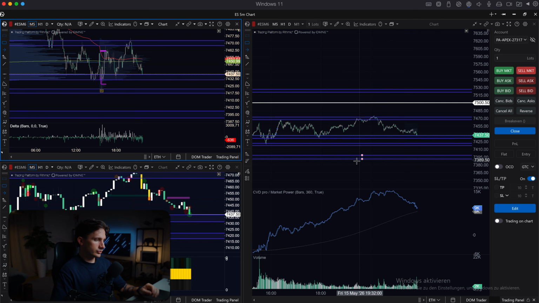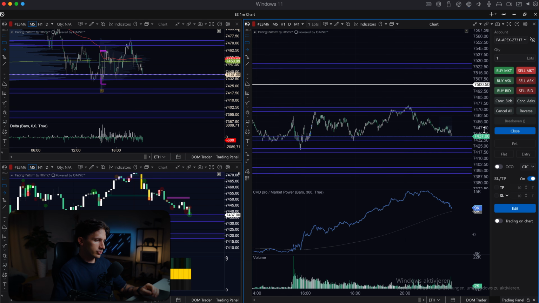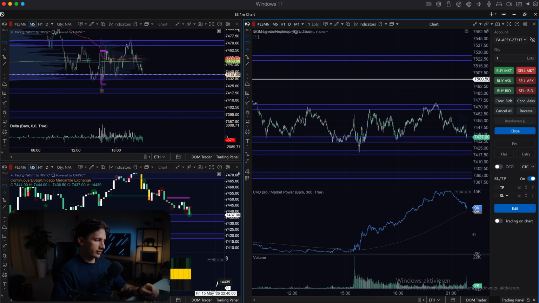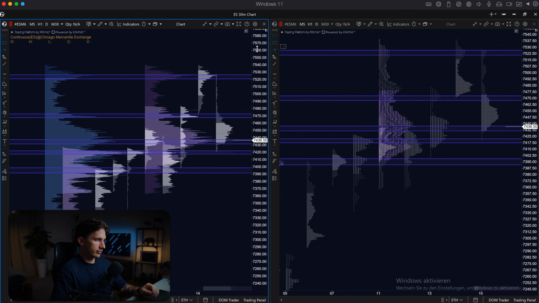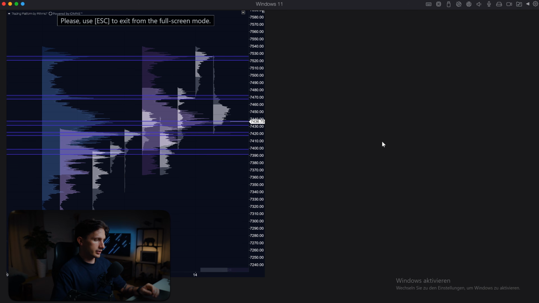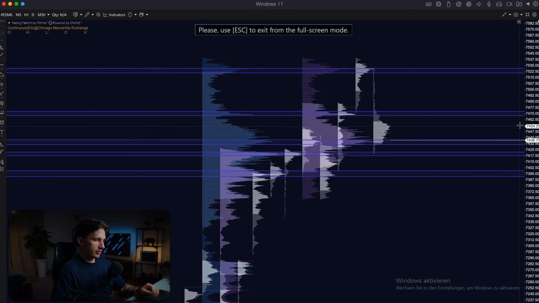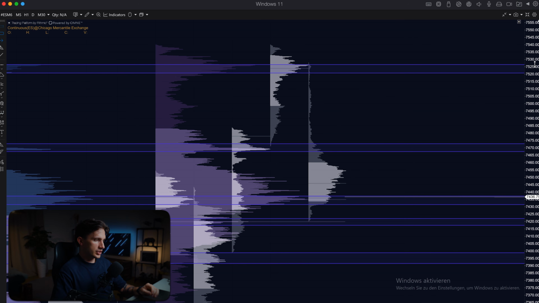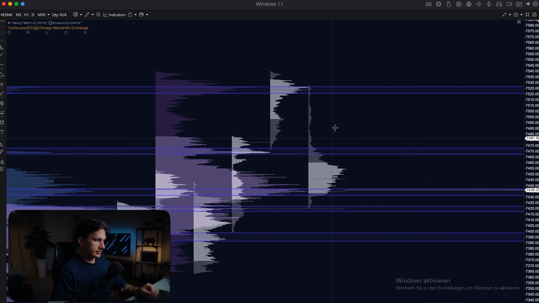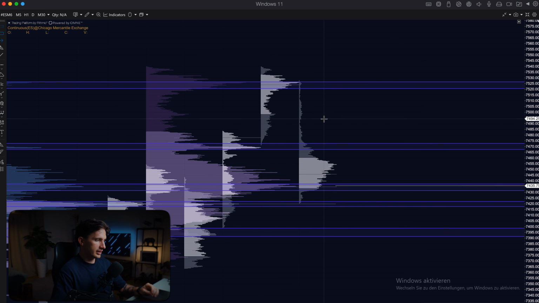Now when it comes to finding good entries, I always start off on the 30-minute time frame volume profile, right? Let's make this a little bit bigger. I always start out here to see where the bigger volume spikes are. Then I mark these volume spikes out, right? I'm also watching the shapes of the daily profiles. These gray ones are the daily profiles.